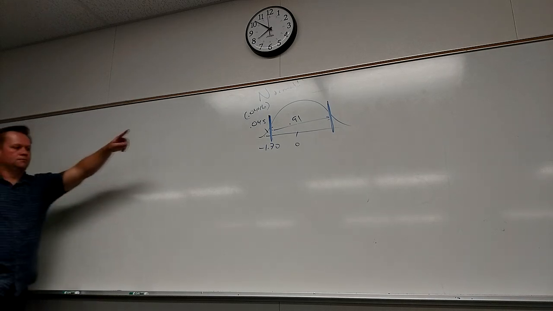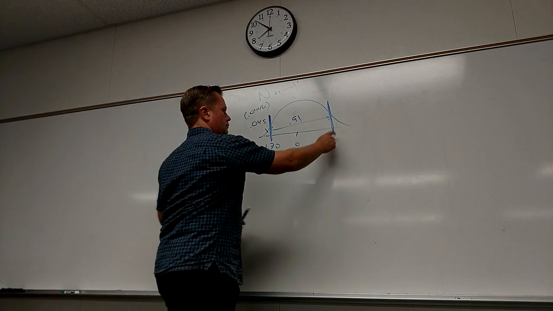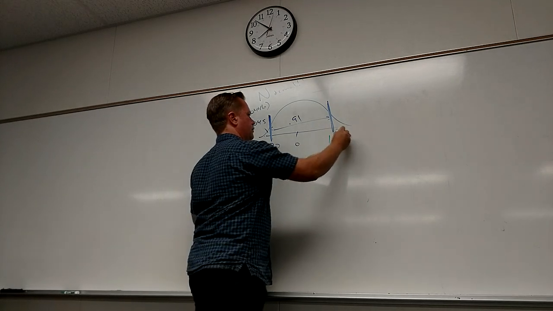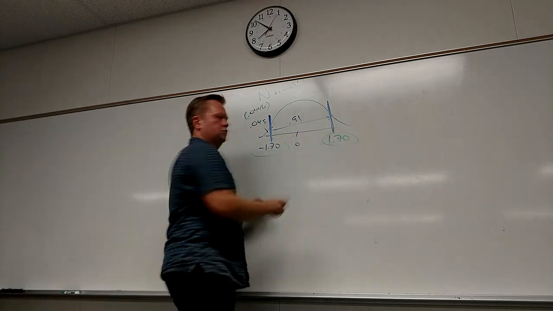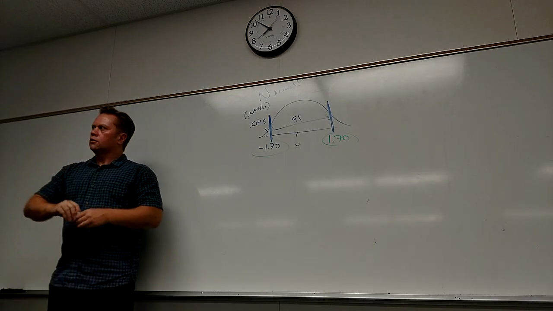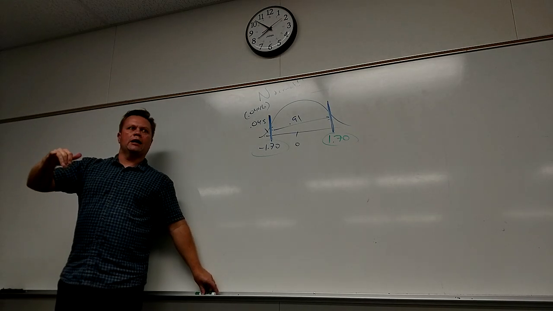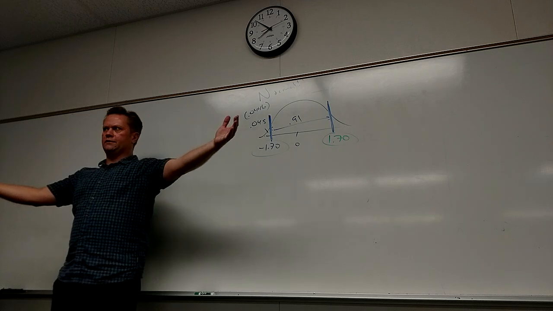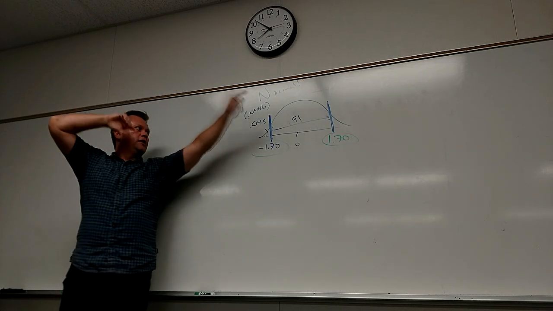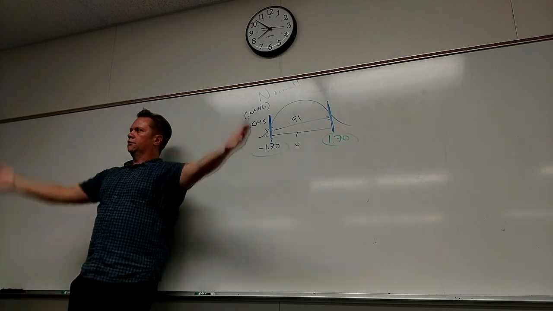For that one, what's the other one? Positive 1.70. There you go. That's the complete answer, is those two. So if I know that I've got between negative 1.7 and 1.7 z-score, that means I caught 91% of the normal curve.